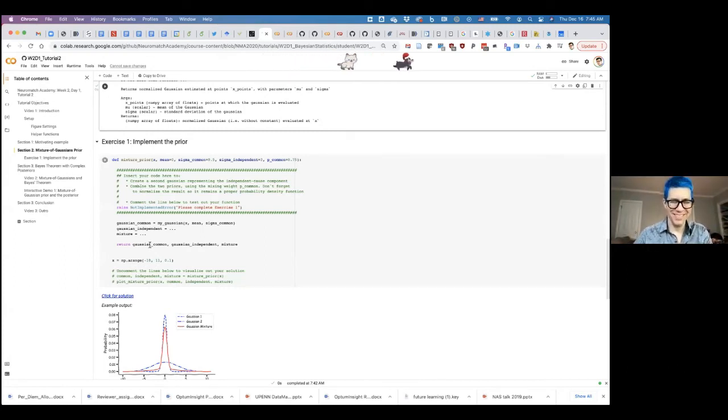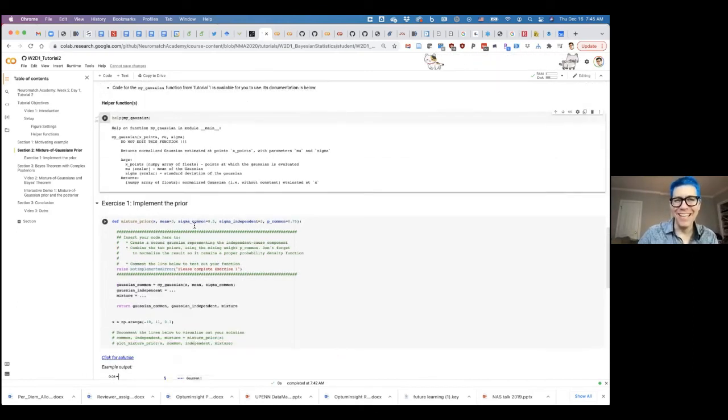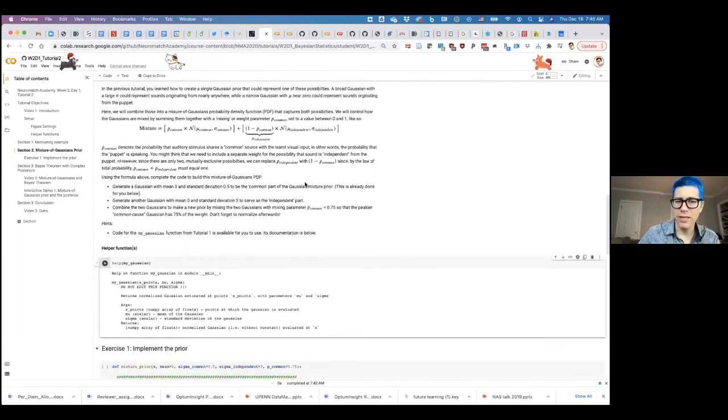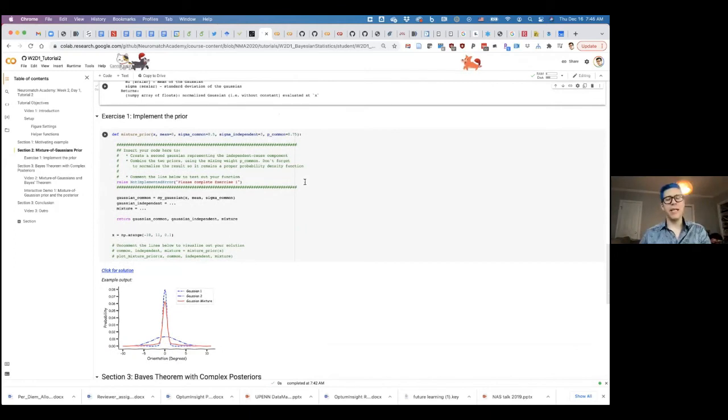Calculate the combined prior that has both components. For everyone who's comfortable with that, implement it yourself. The equations are just there. See here, mixture: we have P common times the Gaussian with mu common and sigma common, and 1 minus P common times the Gaussian with mu independent and sigma independent. I will also be implementing it at the same time. I might need help if I make a mistake here.